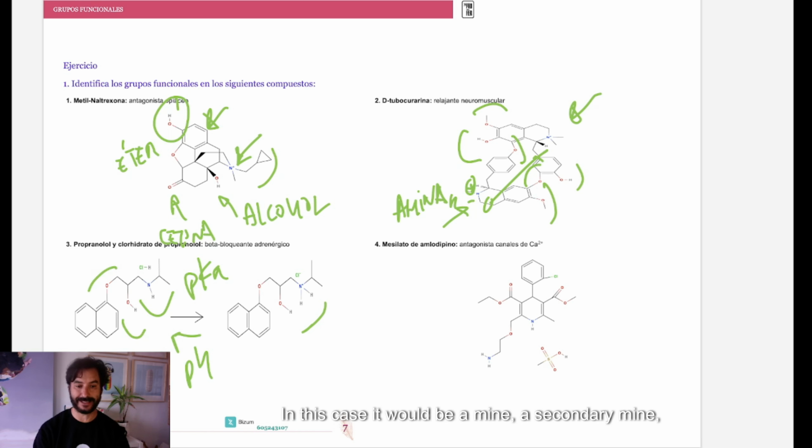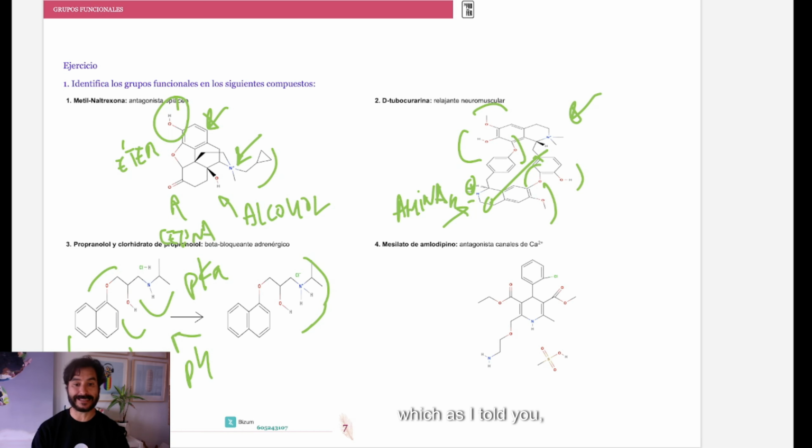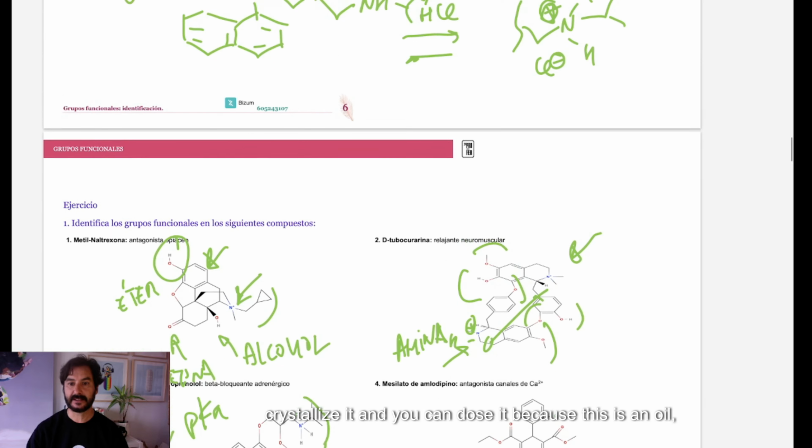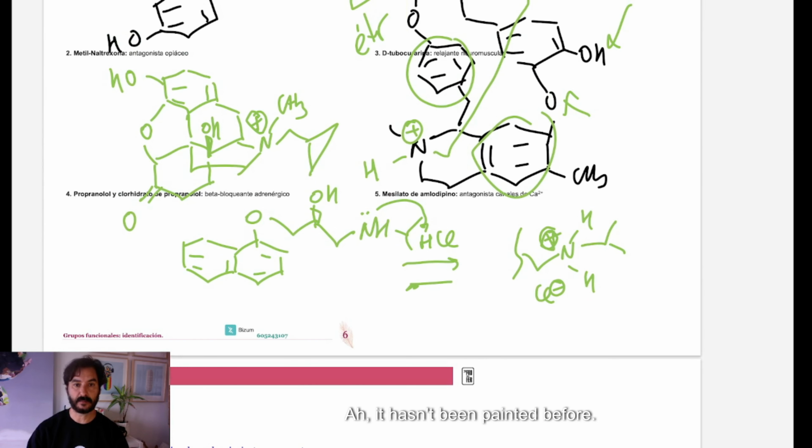In this case, it would be a secondary amine, a secondary alcohol, an ether, and a naphthalene as the aromatic ring. And then it would happen when you protonate an ammonium salt, which, as I told you, is to make the salts many times to formulate a drug, as an injectable, in a syrup, or simply so that it is a solid, crystallize it, and you can dose it, because this is an oil, and I can't dose it.